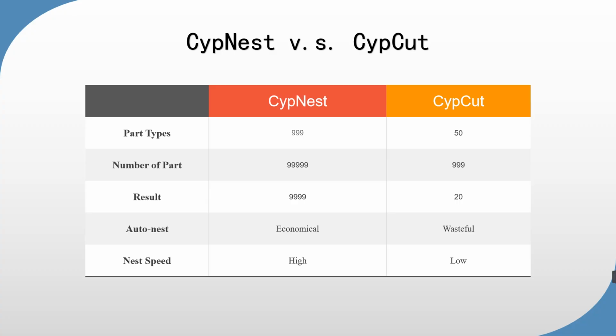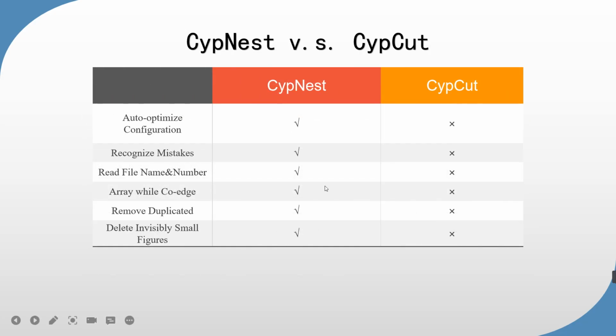99,999. Third, CypCut can generate only 20 results at a time, but CypNest can do 9,999, which let's say with no limit. In conclusion, CypNest perfectly meets your demand of large quantity nesting. What's more, CypNest can also auto-optimize configuration, such as removing duplicated, delete invisibly small figures.